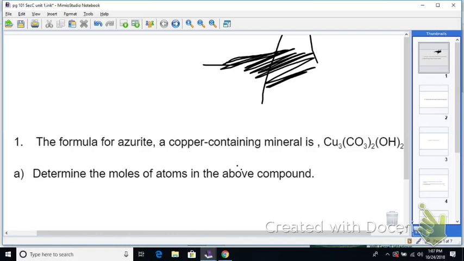Now, you're going to need your periodic table out. If you don't have one, you can look in the back of the text. But everybody has one, so you can get that out and look at it, because eventually we're going to use that.